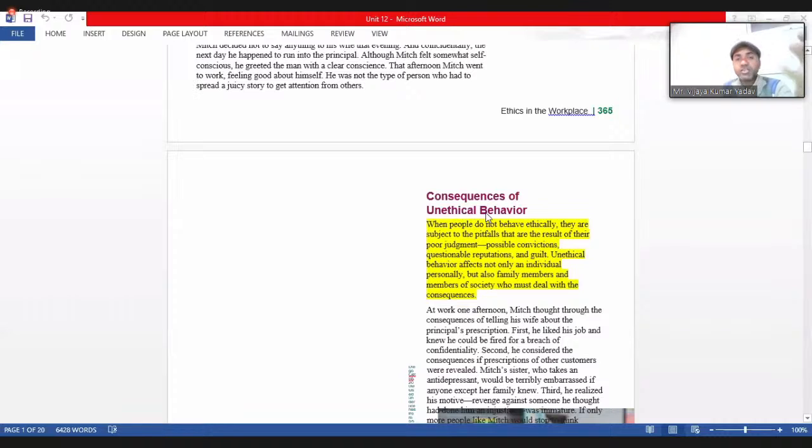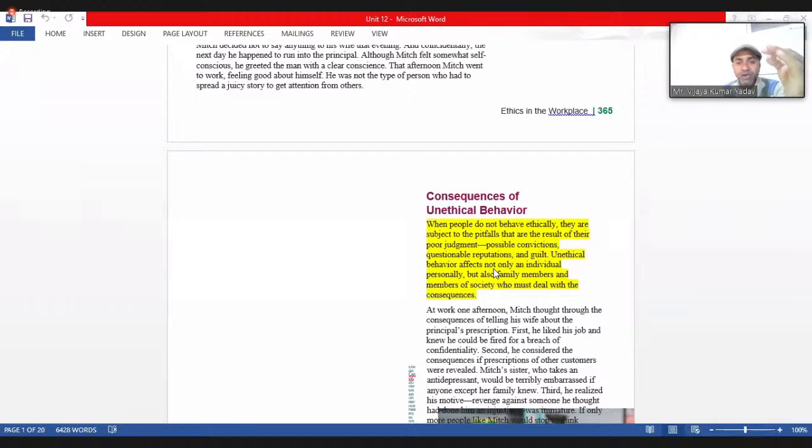Now, consequences of unethical behavior. If you are not ethical, then what are the results? When people do not behave ethically, they are subject to pitfalls. They have lots of difficulties and complaints, which are the results of their poor judgment. Possible convictions, a questionable reputation, so people will raise questions, and guilt. People will say that you are guilty.